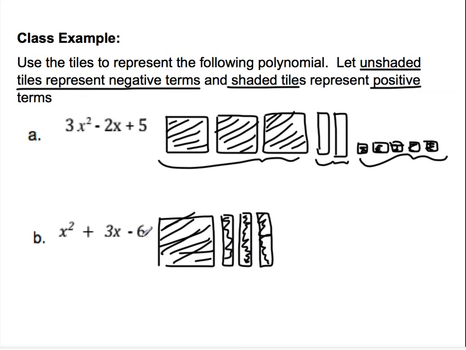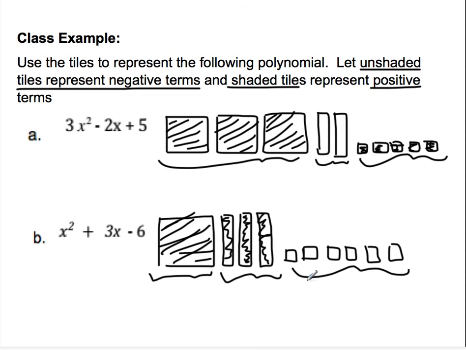And then minus 6, so we have to have unshaded for negative. We have to have 6 of them because we have 6 unit tiles. Okay, 1, 2, yeah. So here's my x squared, here's my 3x's, and here's my minus 6. So that's how I would pictorially show a picture of your polynomial.